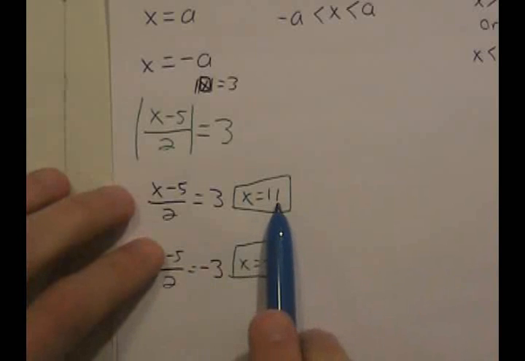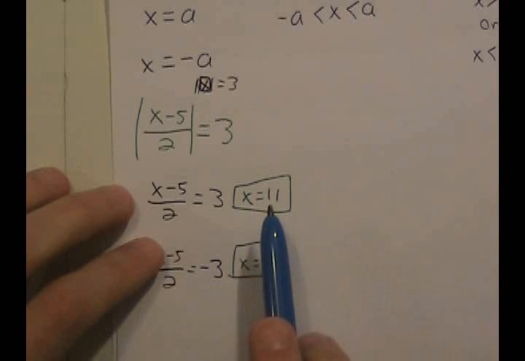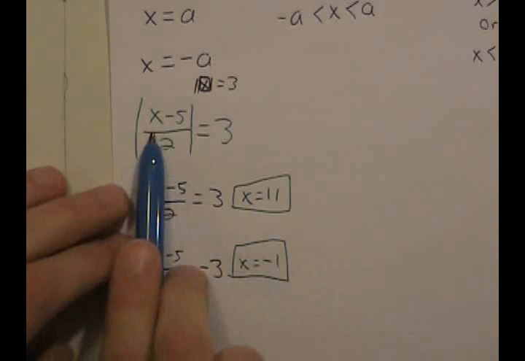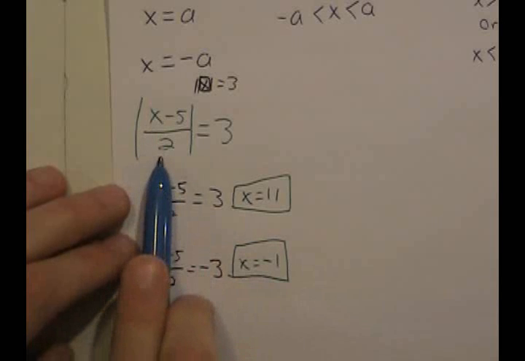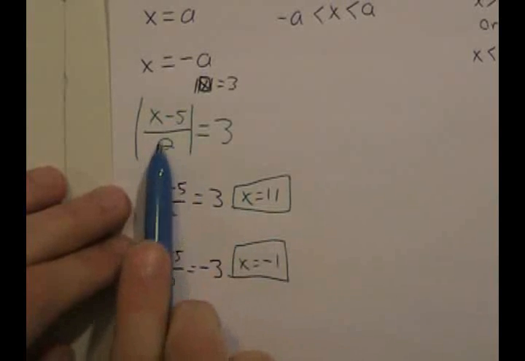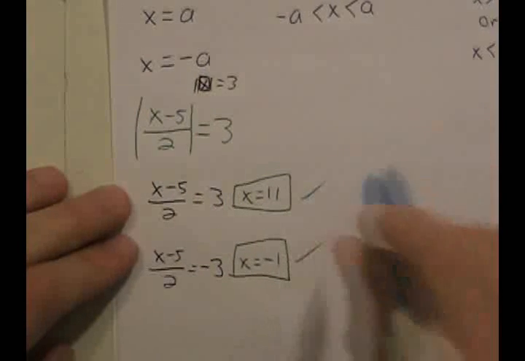A quick check will show that these numbers are, in fact, the answers, right? Because you can plug them in. 11 minus 5 is 6, divided by 2 is 3. Minus 1 minus 5 is minus 6, divided by 2 is minus 3, but absolute value of minus 3 is 3, so both of these work out.